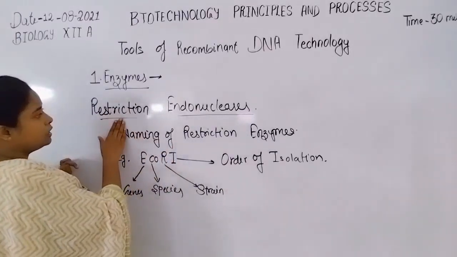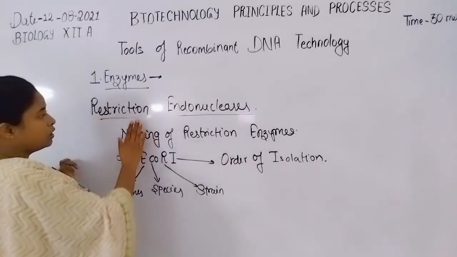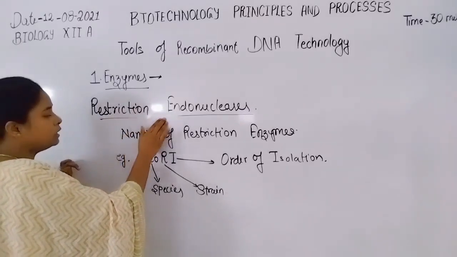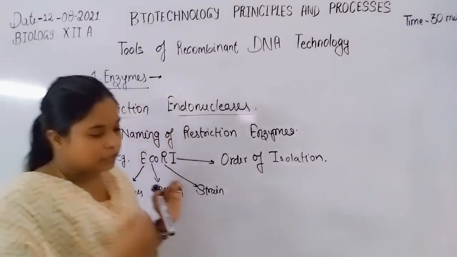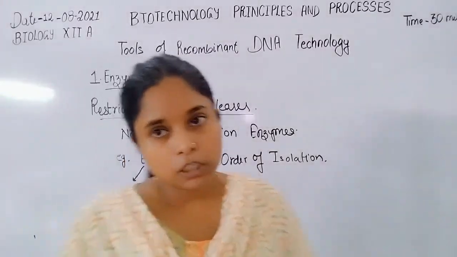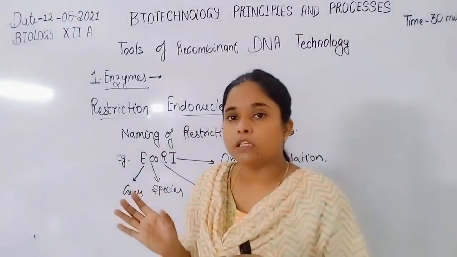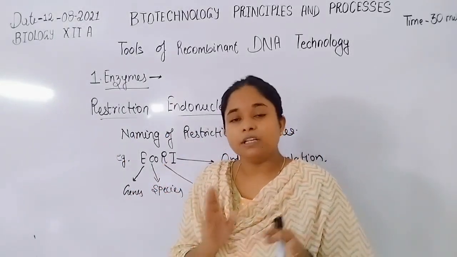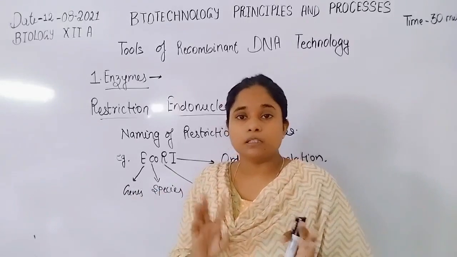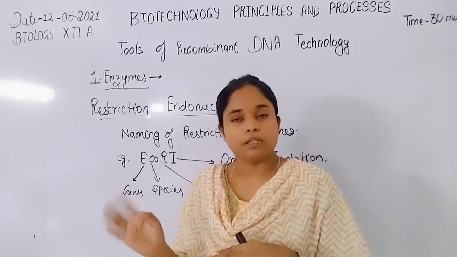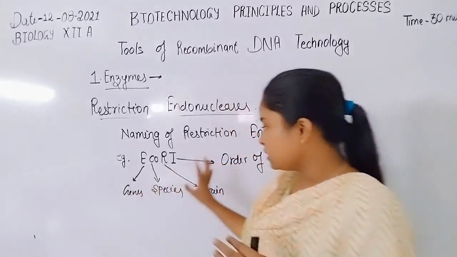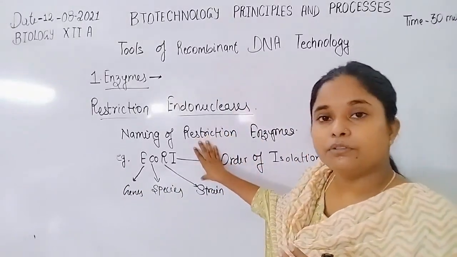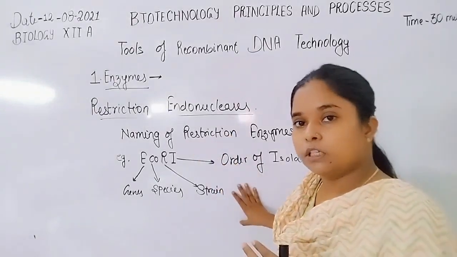The name restriction enzyme is given to the endonucleases because they are restricted: they cut the DNA at a specific sequence. The specific sequence is a palindromic sequence, that is, a sequence that reads the same from left to right as from right to left. The restriction endonuclease enzyme is isolated from E. coli.